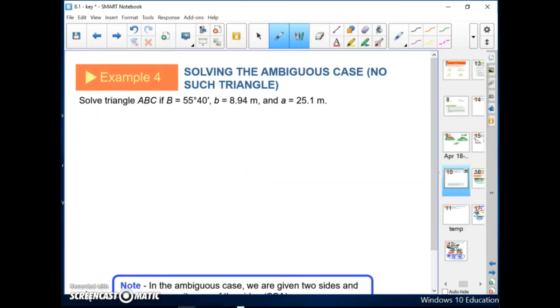Example four, we're solving a triangle. And so remember, when we're solving a triangle, we're trying to find the missing bits. The first thing that I would do is try to draw it. And I make kind of a rough sketch of a triangle, and I don't really know what's going to happen at this point, but I just kind of sketch it out to see what I'm looking at.